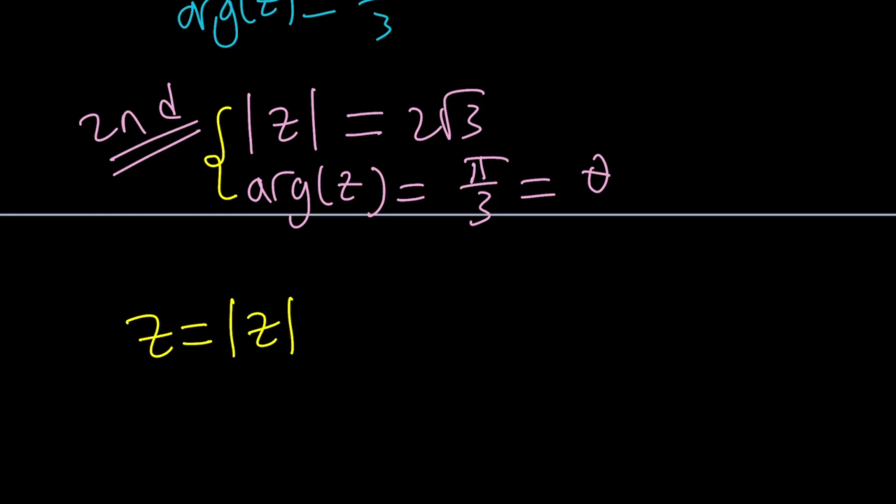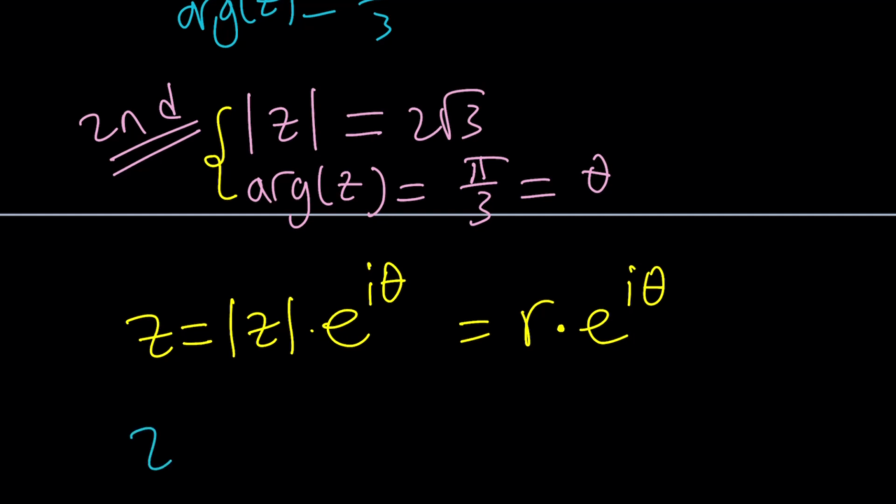So how do you write a complex number using these two things? You can write it as absolute value of z times e to the power i theta. Sometimes this is written as r times e to the i theta because we tend to replace absolute value of z with r, which could represent the radius when this is a circle. Anyways, so we have everything we need, so why not just write z? What is z? Absolute value of z is 2 root 3, and e to the power i times pi over 3. Of course, if you leave it like that, you should be fine because this is using Euler's formula, a compact form of writing it.